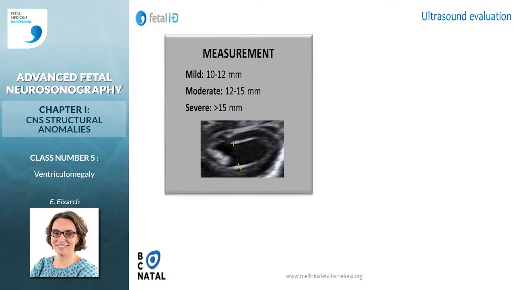Let's start with the ultrasound evaluation. The first thing we have to do is to measure the atrium, and thanks to the measurement we can diagnose the ventriculomegaly but also classify it in severity grades: mild, between 10 and 12 mm, moderate, between 12 and 15, and finally severe, all of those of more than 15 mm, or hydrocephaly depending on the author.